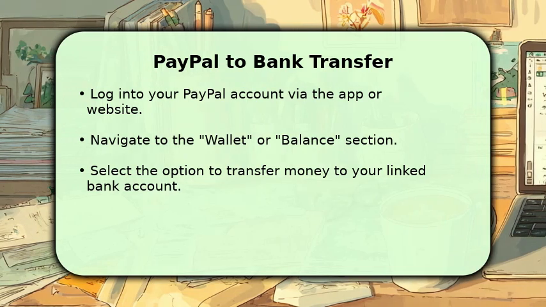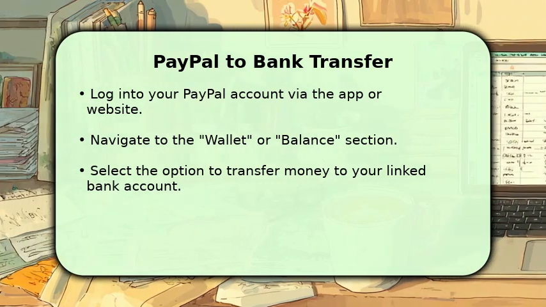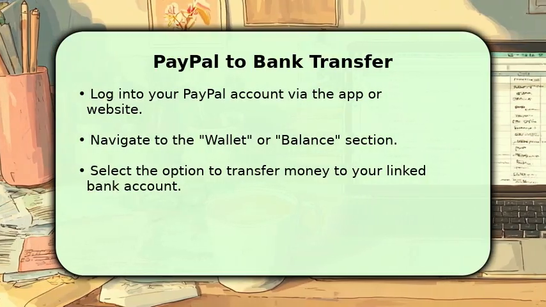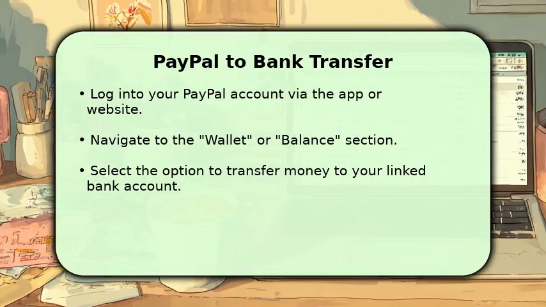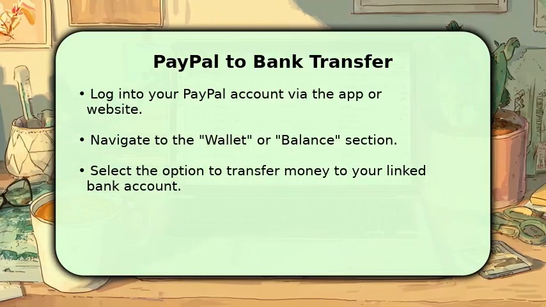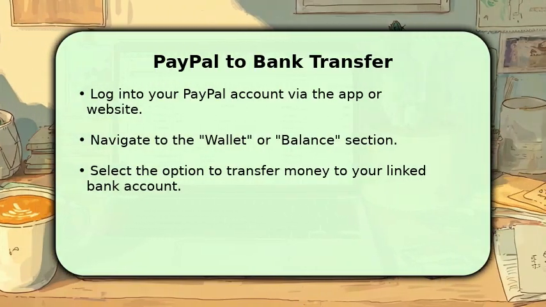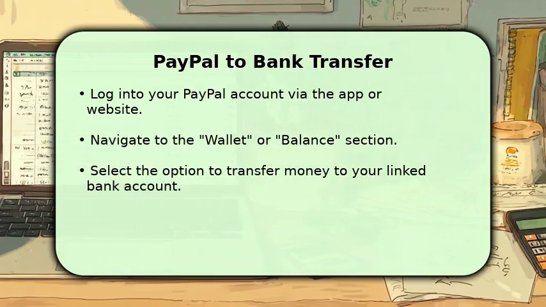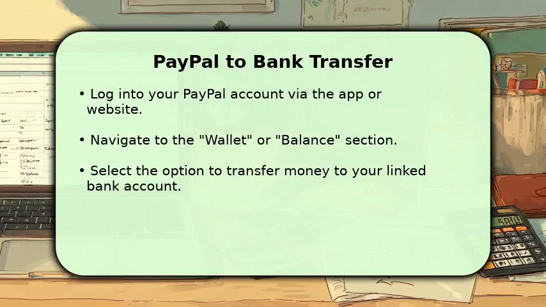First, open your PayPal app or visit the website and securely log in. Head to your Wallet or Balance section, usually found at the bottom of the screen. From there, select the option to transfer money to your linked bank account. You can choose an instant transfer for a small fee or a standard transfer, which typically takes 1 to 3 business days at no additional cost.